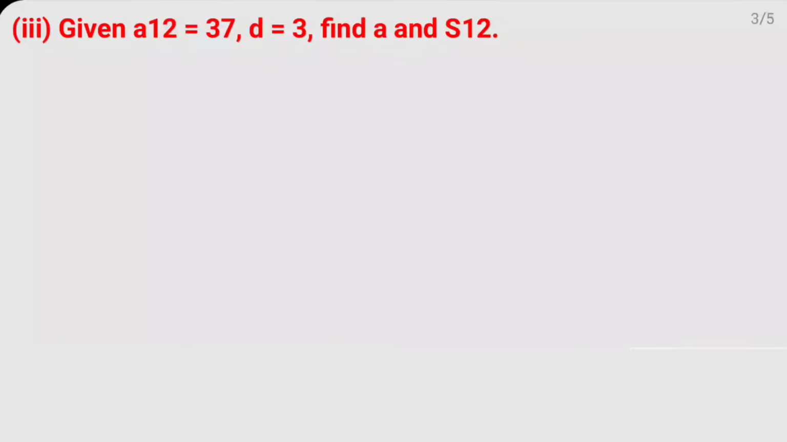Well students, look at the next question. Given a12 is 37 and d is 3, find a and S12. So here given a12 is 37 and a common difference is 3, and we want to find out a, means the first term, and S12, sum of 12 terms. So let me solve here.